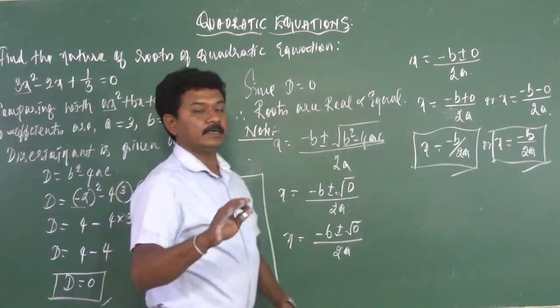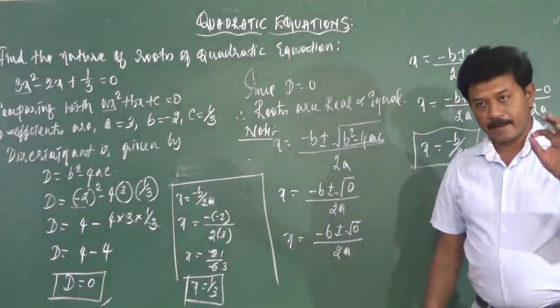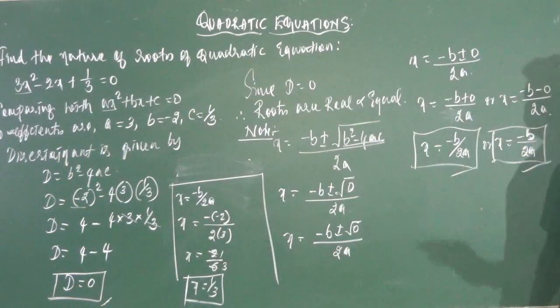So apart from doing all those things, we go with the very simple method. What is the general form or standard form of equal roots? Minus b by 2a. Exactly. Minus b by 2a. You have to remember this.